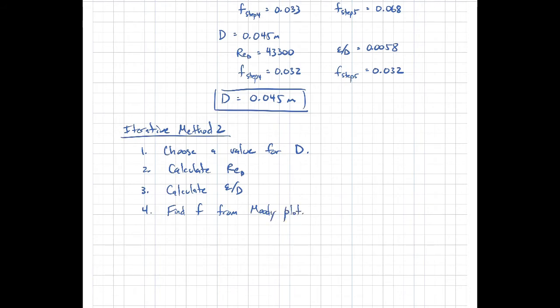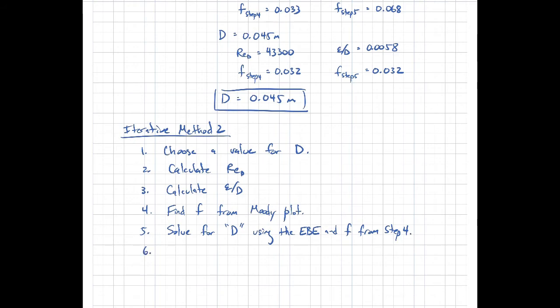But here's where the two iterative methods are different. So far, everything's exactly the same as iterative method 1. But step 5, what I'm going to do is I'm going to solve for the diameter using the extended Bernoulli equation, and the friction factor from step 4. This is where the two schemes are different.